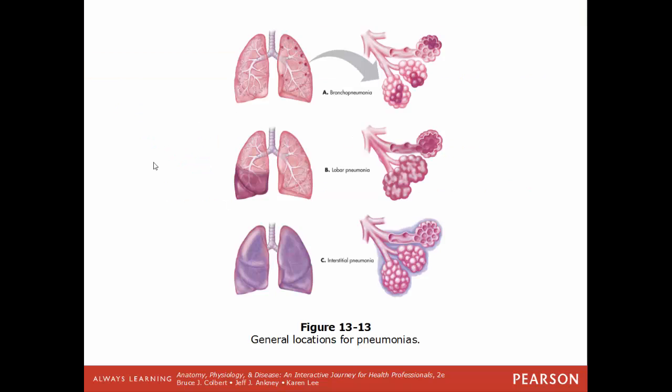Here are some general locations of various types of pneumonia. See the first one, a bronchopneumonia. You see at the bronchiole levels here, these little red circles, and how they affect the alveoli. Next one, lobar pneumonia, where you're affecting entire lobes of the lungs. And then interstitial pneumonia, where you're affecting the interstitial space.